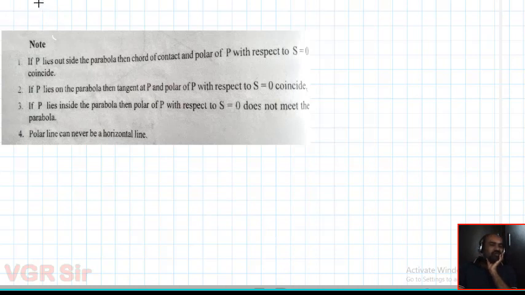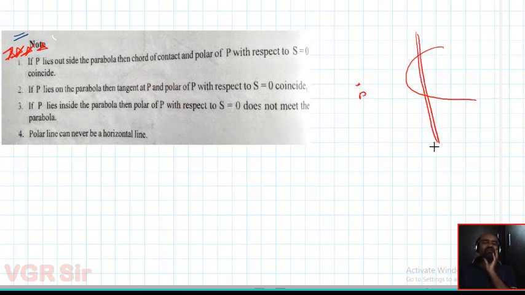Again, need to note this. Observe, students: if P is outside the parabola, then the chord of contact and the polar of P with respect to S equal to 0 coincide. This is an important note. I clearly explained: this is the parabola, this is the outside point, this is the chord of contact and this is also the polar. If P lies on the parabola, then the tangent at P and the polar of P with respect to S equal to 0 coincide. If P lies inside the parabola, then the polar of P with respect to S equal to 0 does not meet the parabola.